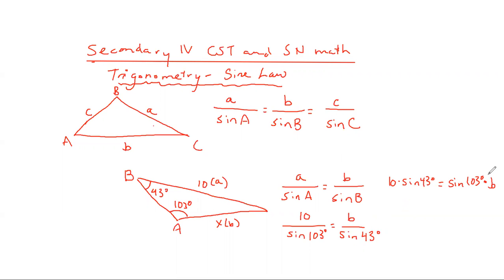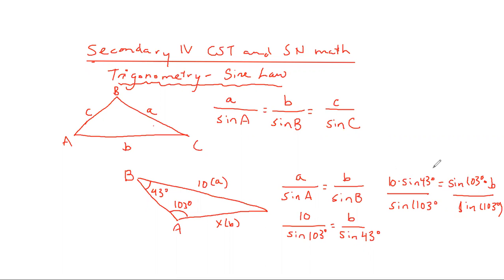So to get b alone, I have to isolate by dividing both sides by sine of 103. This is different from what we're used to doing when you're looking for an angle and you have to do sine to the power of -1. This is not the case. Sine 103 actually gives you a number.